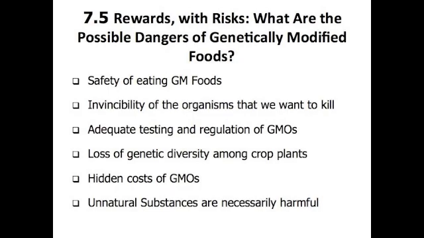Another concern is that unnatural substances are necessarily harmful. Some argue that genetically modified foods are not natural and for that reason must be harmful. This argument is called the naturalistic fallacy. It is a common but flawed argument and should not be cause for concern. Smallpox, HIV, poison ivy, and cyanide are all natural and obviously harmful to humans. The smallpox vaccine, on the other hand, is unnatural and obviously helpful to humans.